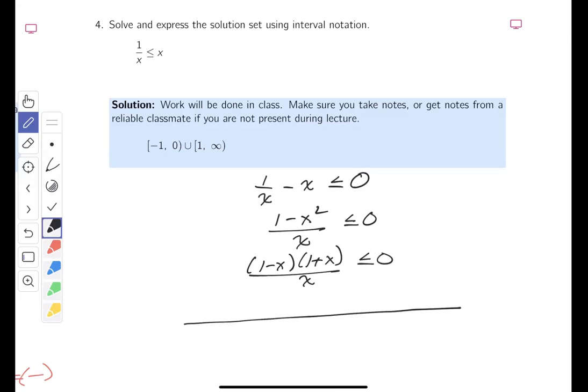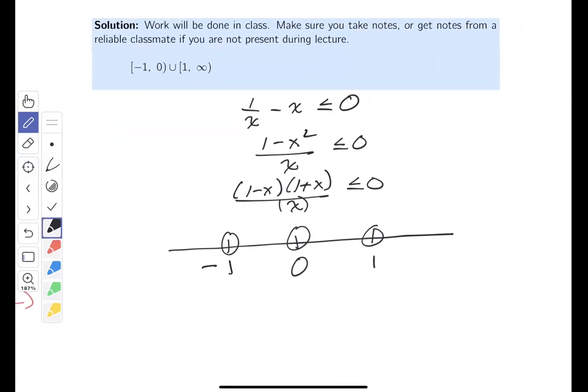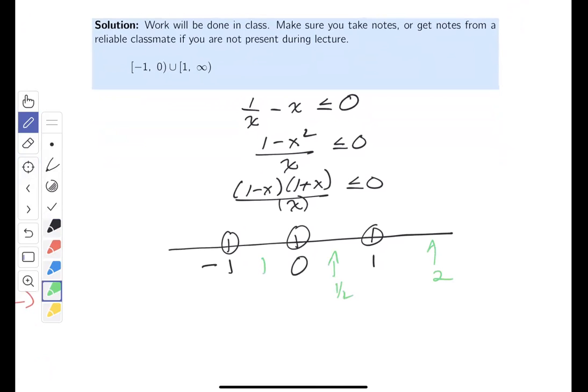Number line goes down. What goes on number line? The zeros. Plus or minus 1. That's simple. What's the other 0? The bottom becomes 0 at 0. What do I do now? Test points. I'm going to write these down for you though. 2, a half, minus 1/2, and -2. Let's plug it in.